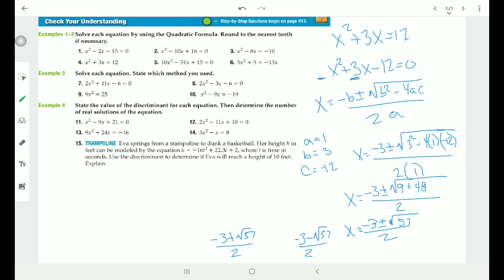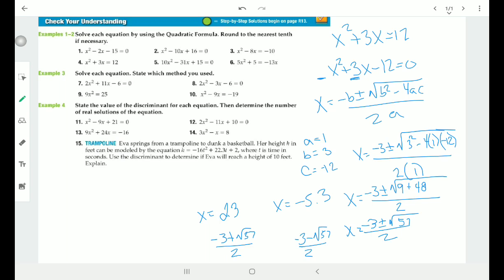And we want to make sure we're rounding to the nearest tenth because that is what our directions tell us to do. So negative 3 plus the square root of 57 and then divide by 2. So x for this part could be 2.3, or x for the negative part, so now I'm going to do negative 3 minus the square root of 57 and then divide by 2, and that one is negative 5.3.